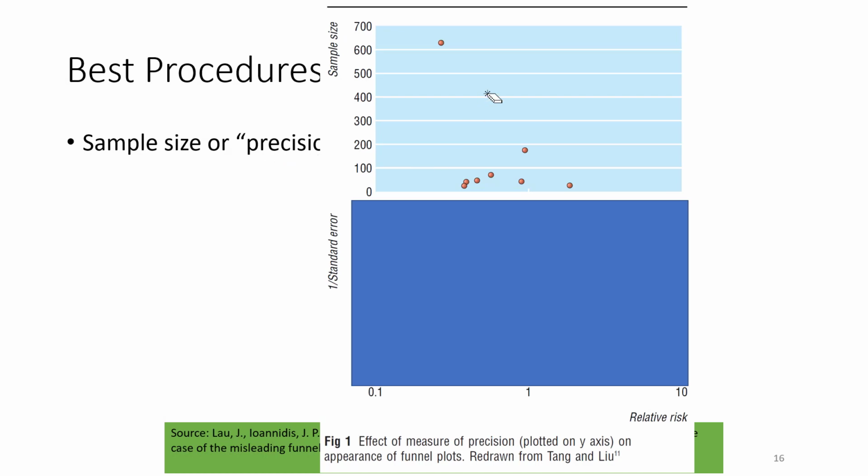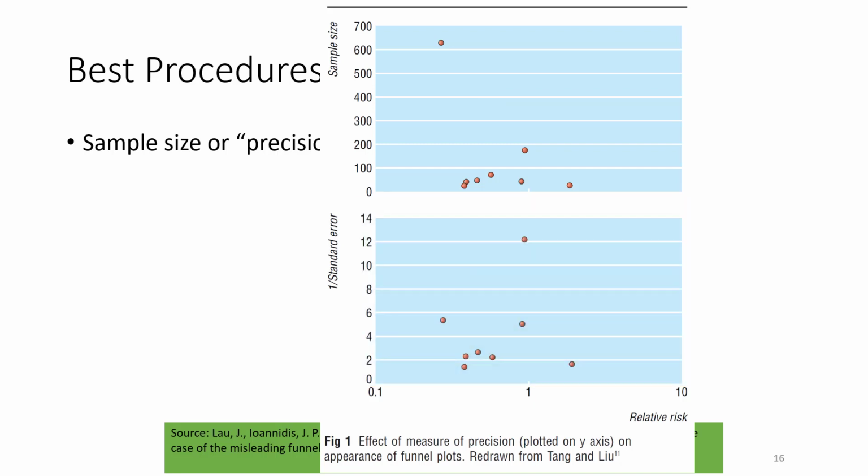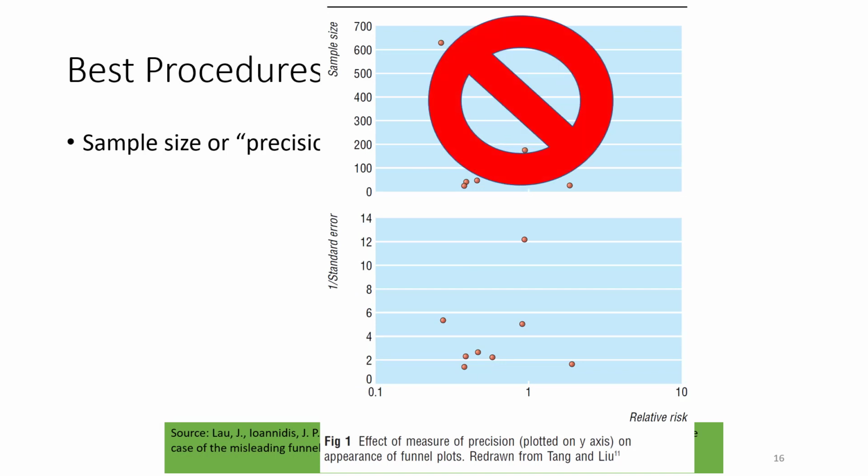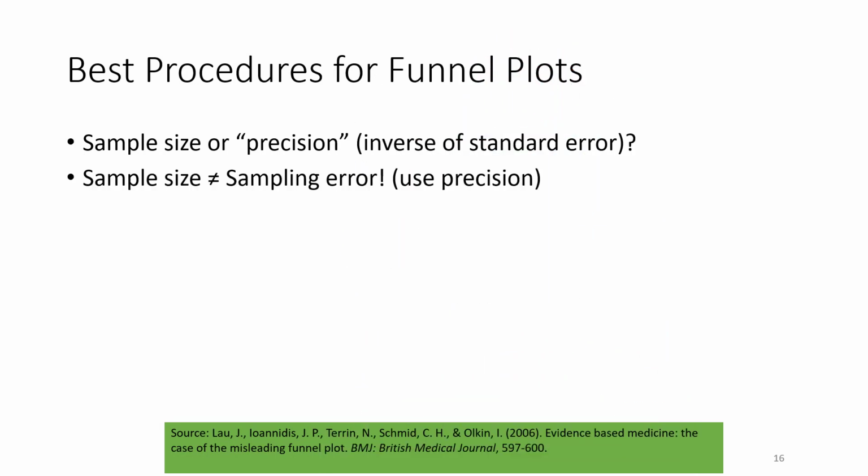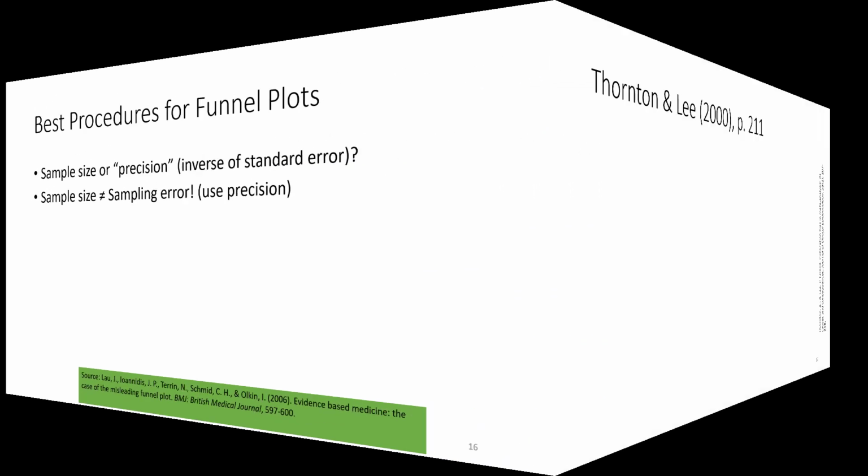So if you look at this, here's an actual example that Lau et al. published. If you look at the sample size, that's the distribution you get. It's not quite the same as precision. Here's precision. And so you don't want to do the first one, you do want to do the second. So sample size is not equal to sampling error. You need to use the precision instead. I mean, sampling error implies precision.